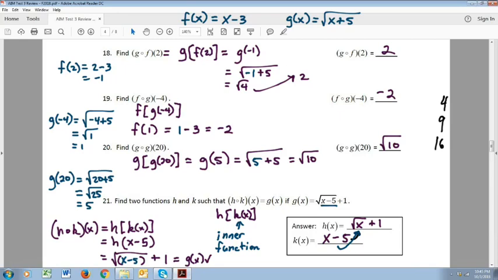So that works. There is another option that works. You could call k of x the square root of x minus 5, and then h of x would actually be x plus 1. So that's another option that does work. All right, let's move on to 22.